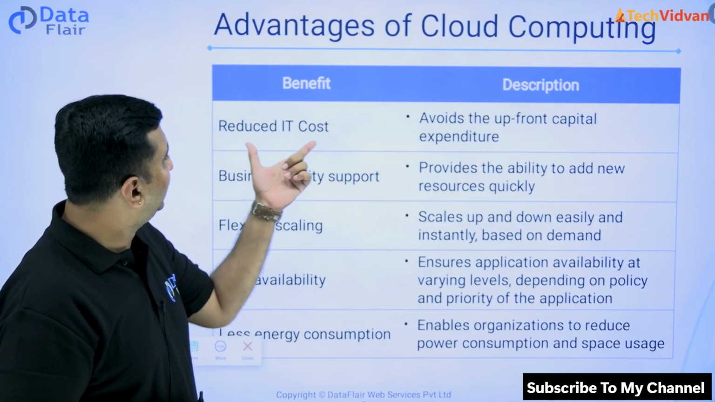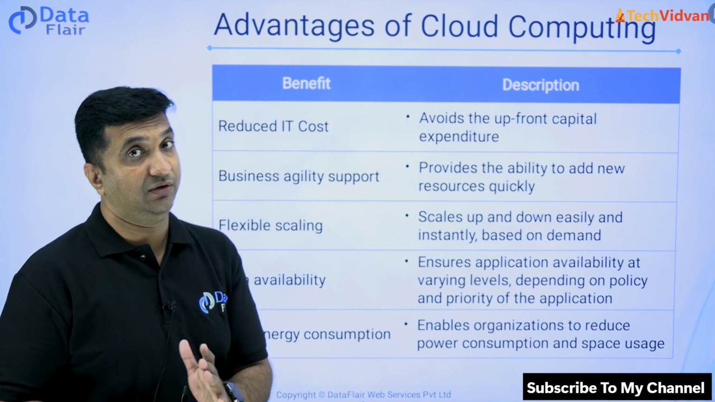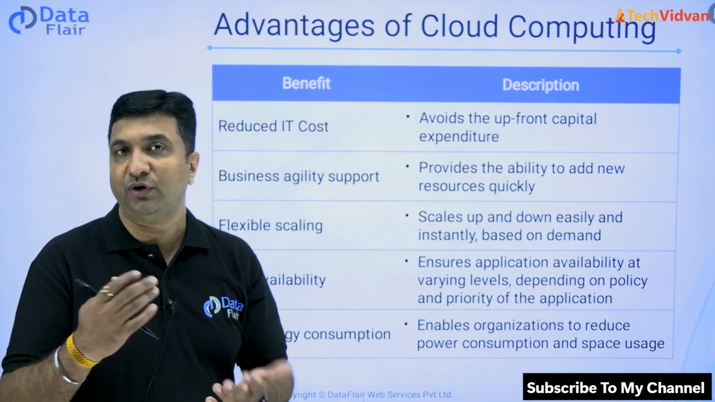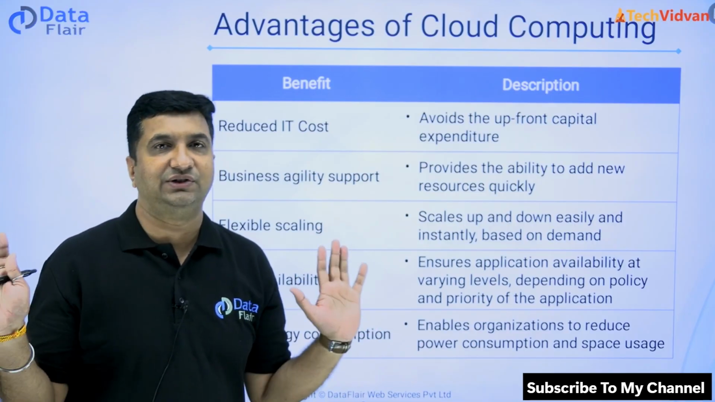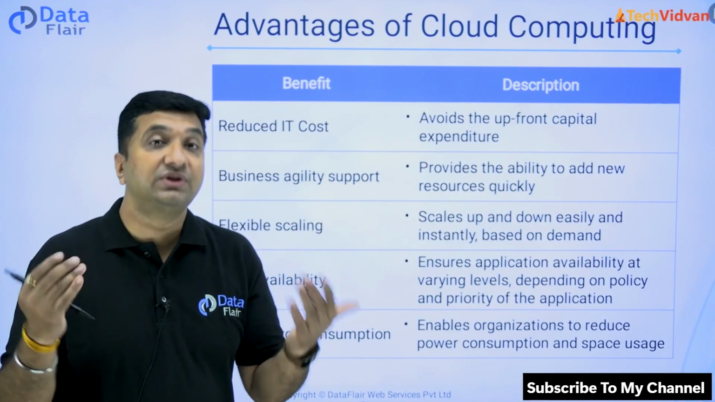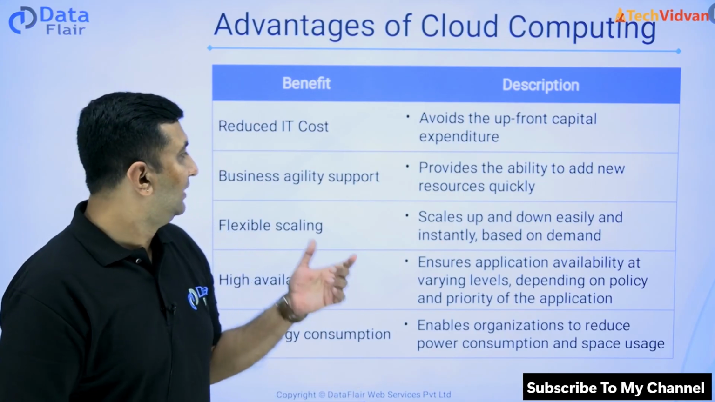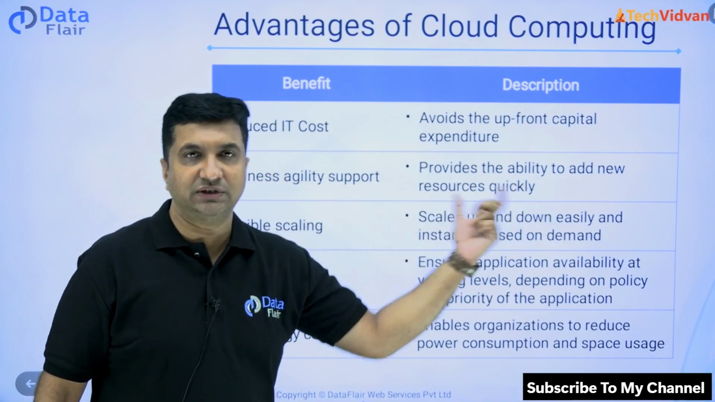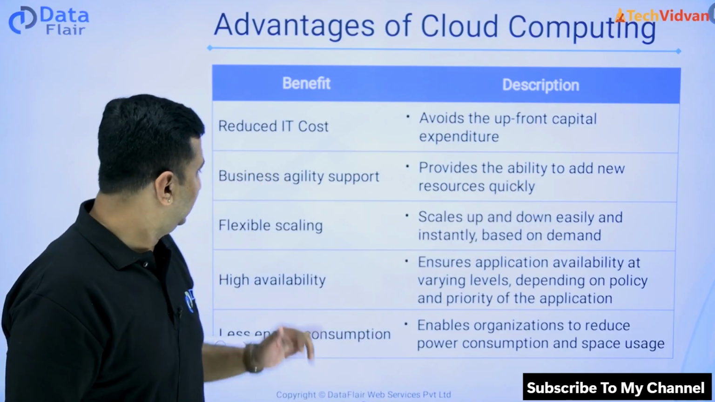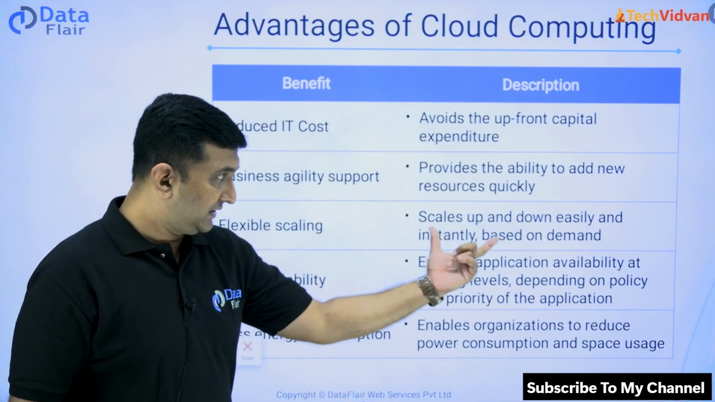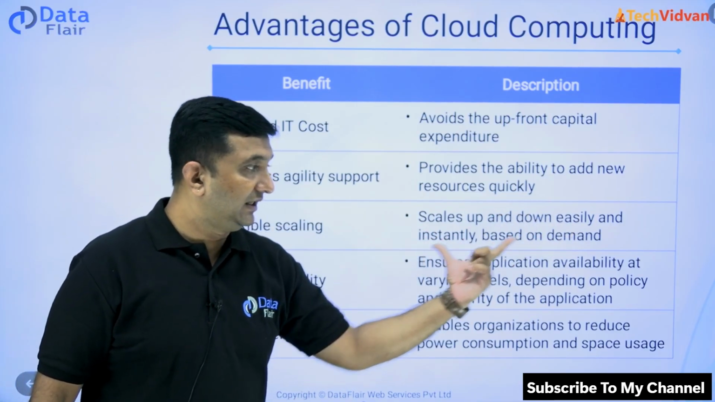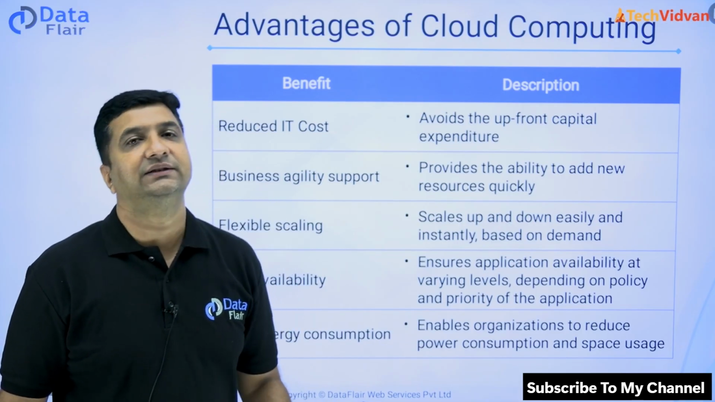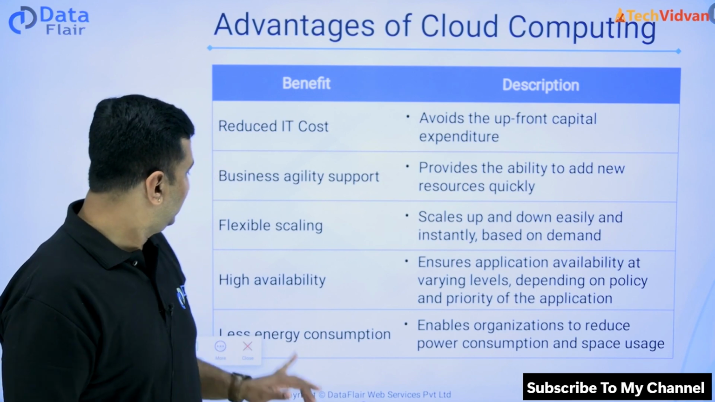So the first thing that we talk about is reduced IT cost. That means avoid the upfront capital expenditure, as I have already told you. We don't have to worry about the infrastructure cost. We can use it because it's already there in the CSP, right? Then business agility support. Provide the ability to add new resources very quickly. Then flexible scaling. Scales up and down easily and instantly based on your business needs, based on your demand. Everything is so flexible, right?